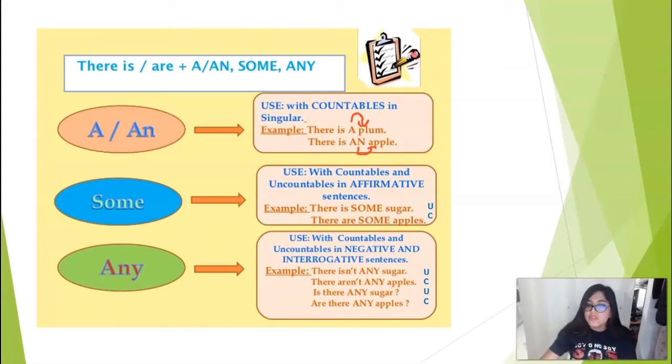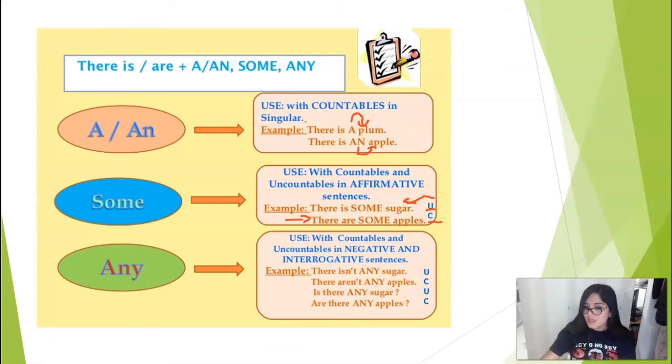Next, when do we use some? I use some with countables and uncountables in affirmative sentences. Okay, here, this is an uncountable noun, sugar. So I can say, there is some sugar. In the case of countable nouns, I will say, there are some apples. Right? So for countables and uncountables in affirmative sentences.